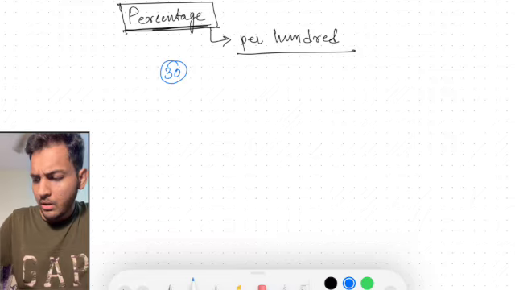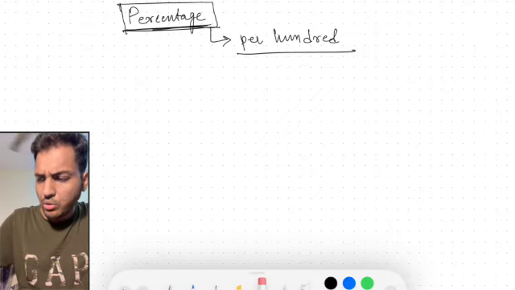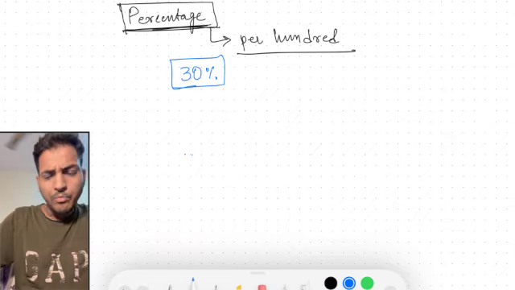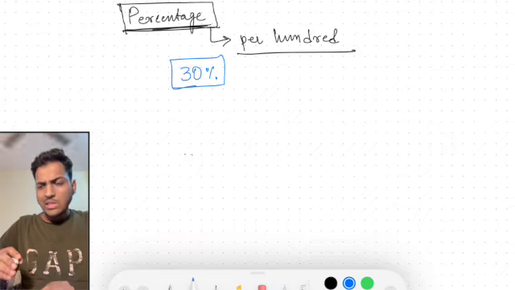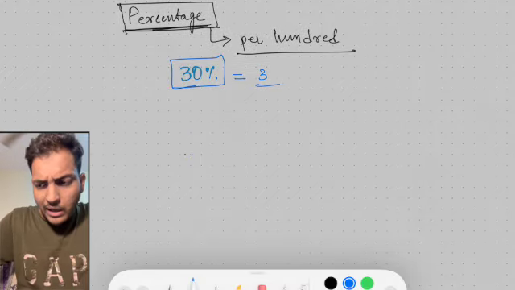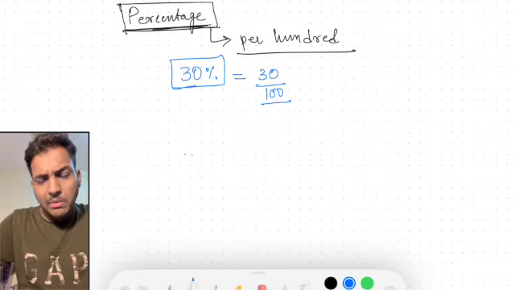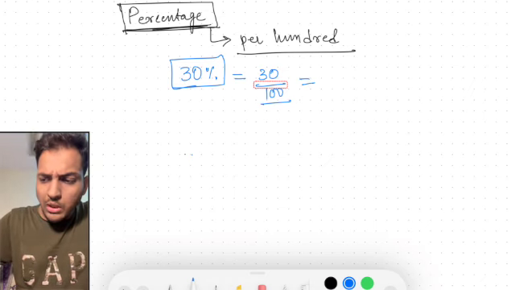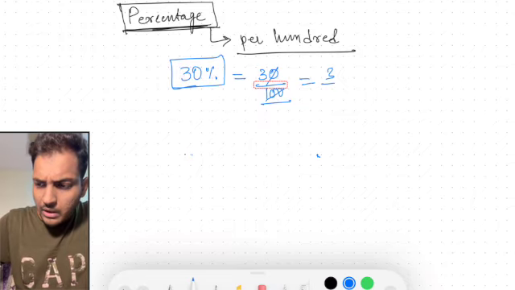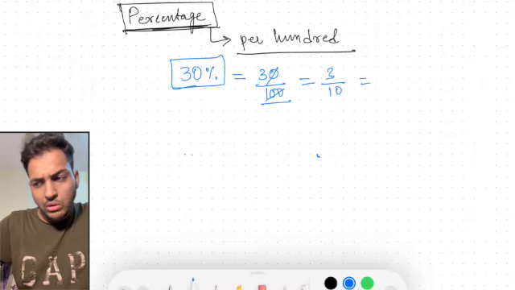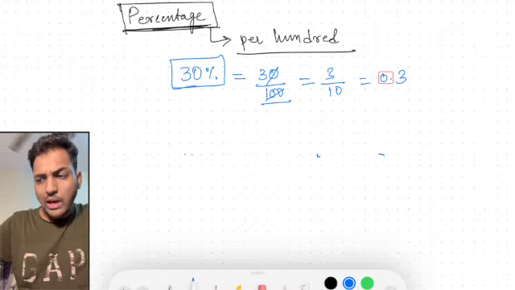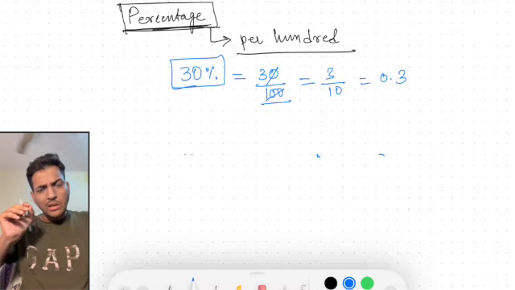Suppose I say 30%. Now what is the basic meaning, you should all know, when I say 30% or 20%? So 30% means nothing else but just 30 by 100. Are you getting it? 30% means nothing else, just the fraction 30 by 100. That means you can simplify it like 3 out of 10. If you cancel out zeros, it will be 3 out of 10. You can also say that this is equivalent to 0.3.